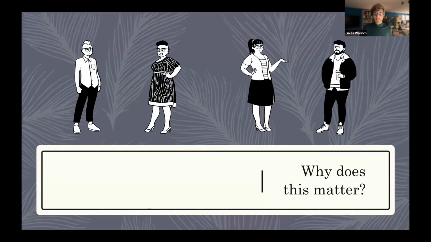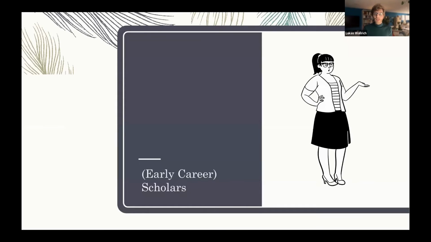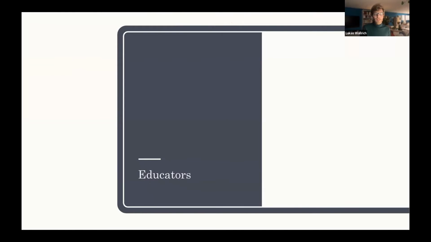I think it's fairly obvious that it matters for different groups of stakeholders. It really matters particularly for early career scholars who enter a research field and might just not know if there are any findings that are trustworthy and worth building on. But also it matters for early career scholars and others who might want to conduct replications, because it leads to a situation where it might just not be worth doing that.